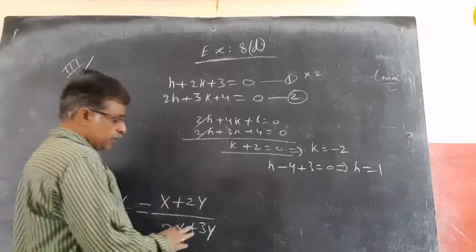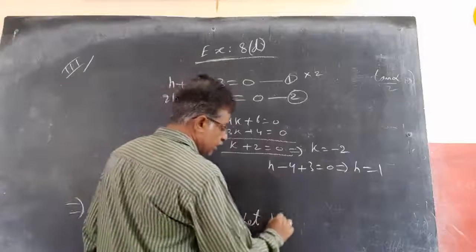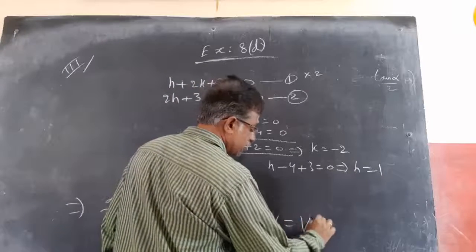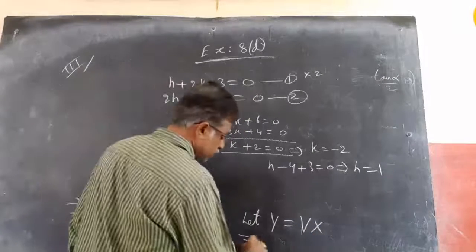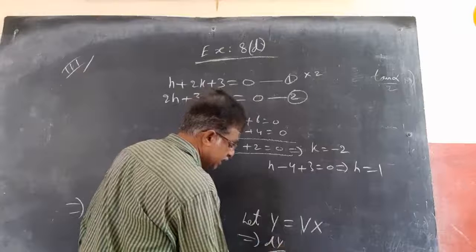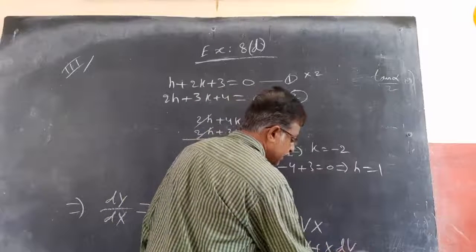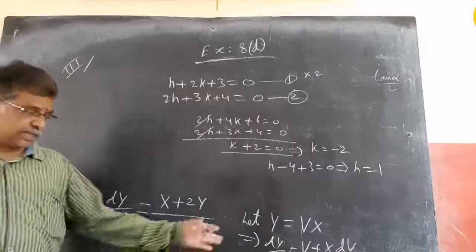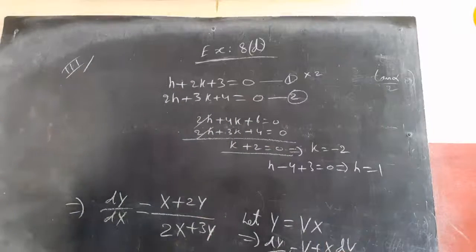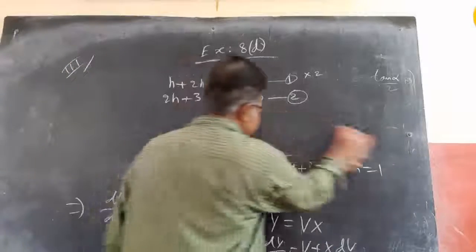So how do you solve the homogeneous equation? Let y equal to vx, which implies dy by dx equals v plus x into dv by dx. Same procedure. So y equal to vx, dy by dx equal to v plus x into dv by dx. Then how do we solve this?